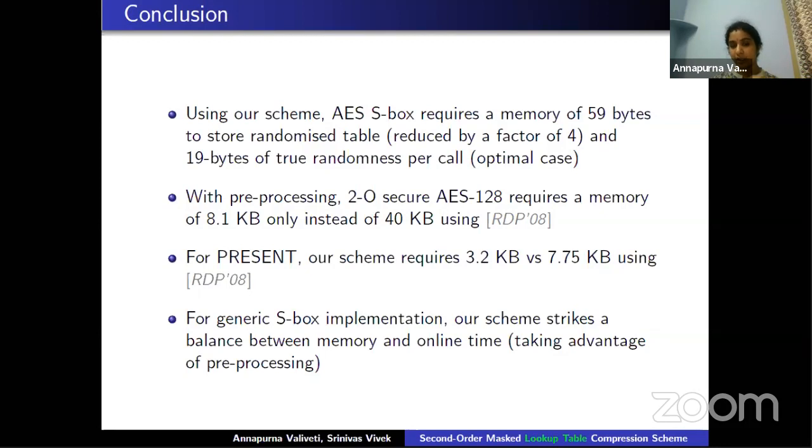And if you would like to take advantage of pre-processing, we'll be computing the tables for AES, for all the 160 calls of S-box. We'll be pre-computing the tables, which comes to 8.1 KB, whereas the other table-based scheme requires 40 KB in this case.